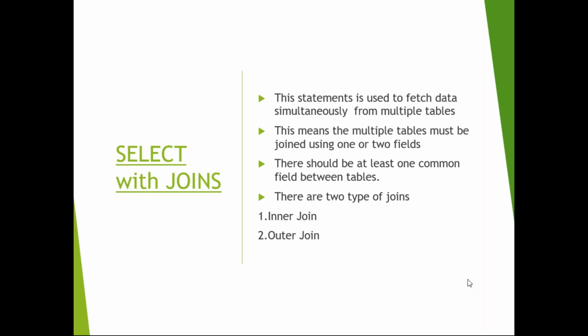But in the MARA table, what is the primary key? Matnr. That means it is not necessary that the common field be the primary key in both tables to join. It is only telling that you should have a common field. That's it.